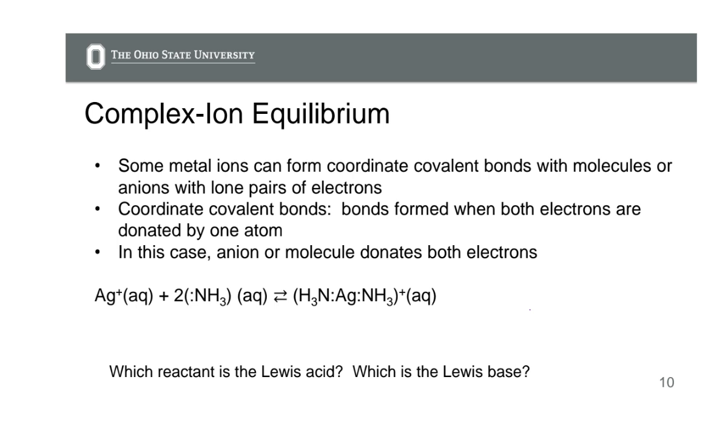So what happens is that we can have a metal ion that forms a coordinate covalent bond with other molecules. Okay, and a coordinate covalent bond is one in which the electrons come from one atom or one species. So if you don't recall that terminology, I think that's semester 1 type of material.